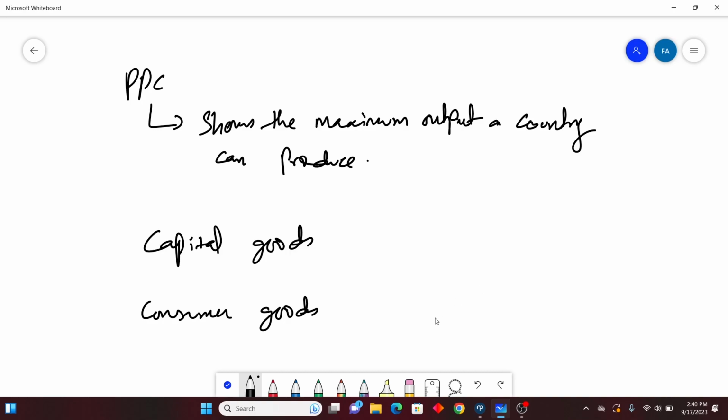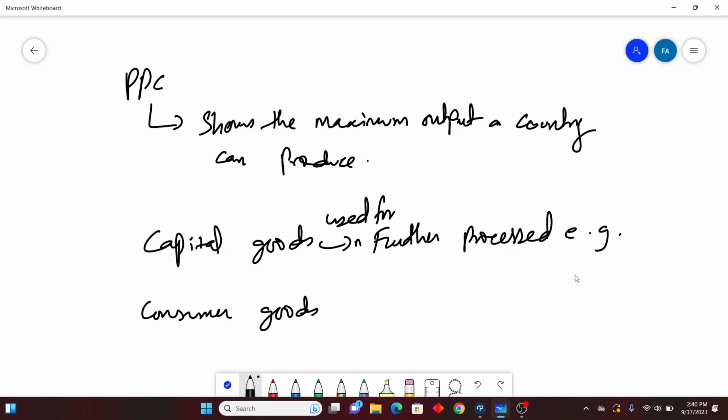So if we talk about capital goods, what are capital goods? Capital goods are those goods which are used for further processing. Examples could be screwdrivers, and examples could be machines. All of these things are not used directly by the person. They are used to produce something, to give something out.